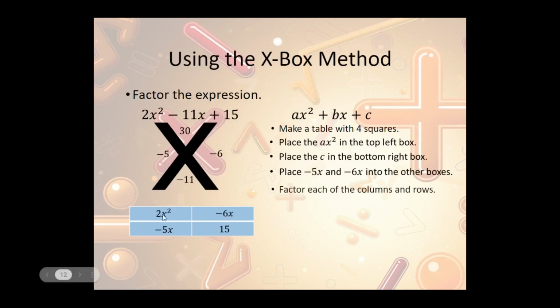Now we just need to figure out what the common factors are. So we'll start here. 2x squared and negative 5x. Well, the only thing we have in common there is x. And we have negative 6 and 15. Well, they have a 3 in common. Then here we have 2x squared minus 6x. Well, we have a 2x in common. And then 5x and 15 has a 5 in common. So we have x minus 3 and 2x minus 5. And we place those into our solution. So now we have 2x minus 5 and x minus 3 as our answer.